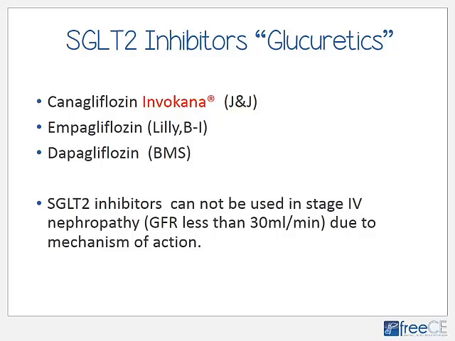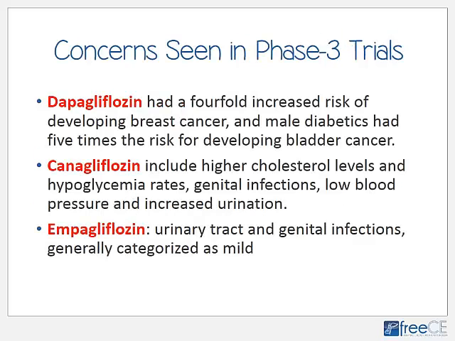The SGLT2 inhibitors cannot be used in stage 4 nephropathy. When you have a glomerular filtration rate of less than 30, you can't use them, and that's no surprise because of its mechanism of action. The concerns that we saw in the phase 3 trials: dapagliflozin had a 4-fold increase in the risk of developing breast cancer, and male diabetics had 5 times the risk for developing bladder cancer.